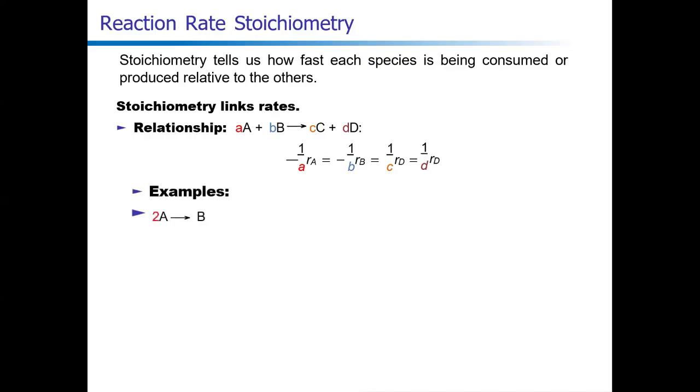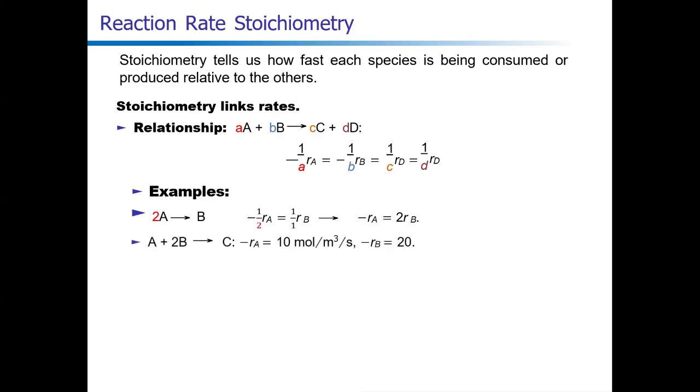Let's try a simple example, 2A to B. This tells us 2 units of A are consumed to make 1 unit of B. From this, we write minus RA divided by 2 is equal to RB divided by 1, which rearranges to negative RA is equal to 2RB. This tells us that A disappears twice as fast as B appears.